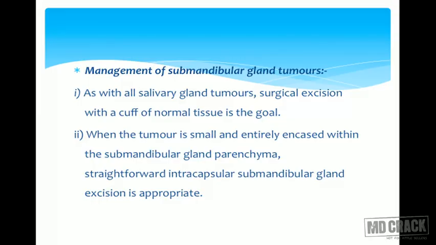So how do you manage these tumors? As with all salivary gland tumors, surgical excision with a cuff of normal tissue is the goal. But when the tumors are small and entirely encased within the submandibular gland parenchyma, straightforward intracapsular submandibular gland excision is appropriate. So when you have smaller tumors, you can do intracapsular excision, maintaining a cuff of normal gland parenchyma along with the tumor.